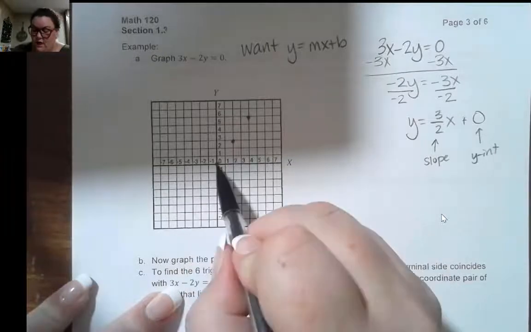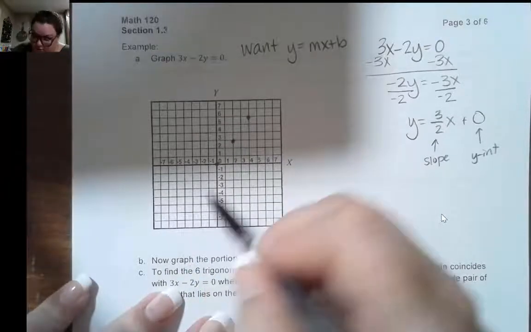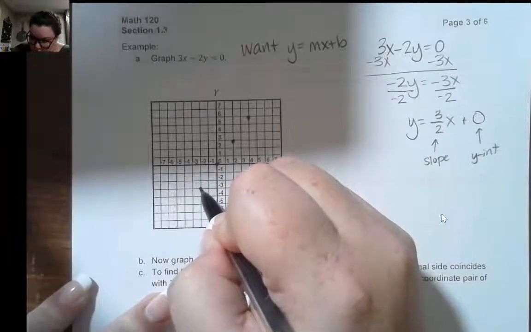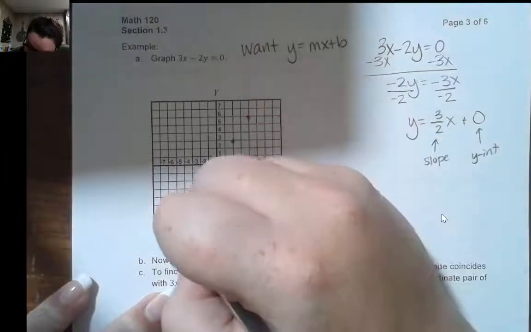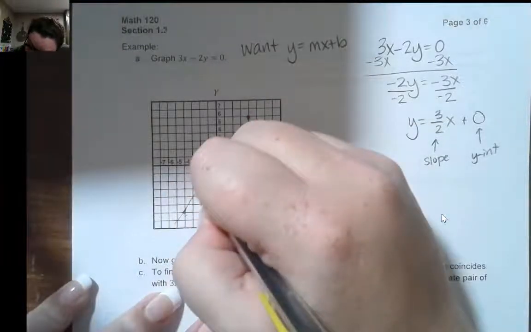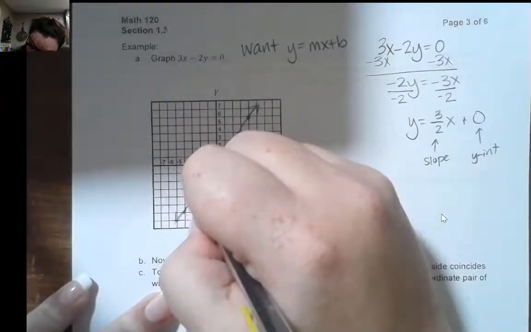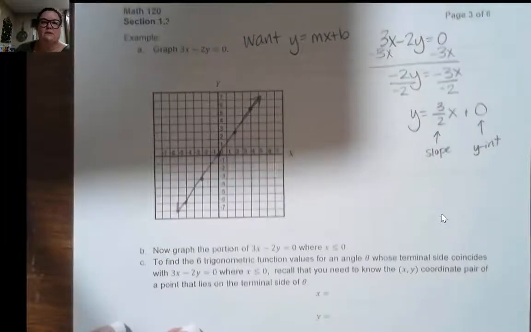So instead of going up 3, forwards 2, if I want to go in the opposite direction, then I would have to go down 3, backwards 2. Okay, so here's my line. That's the first thing I did, just to graph this line. Okay, all right. So now let's look at what we're going to do with this line.